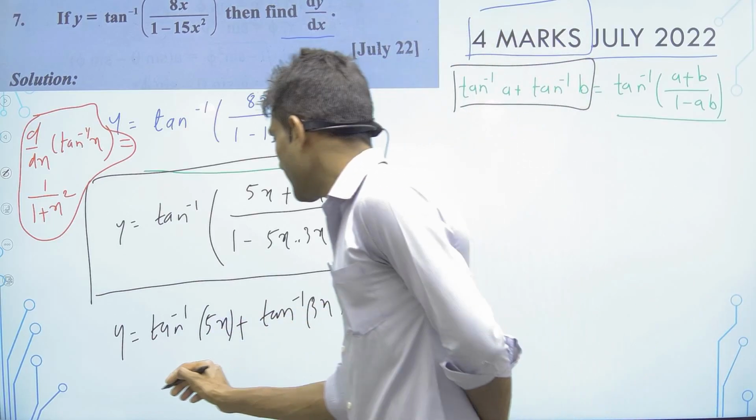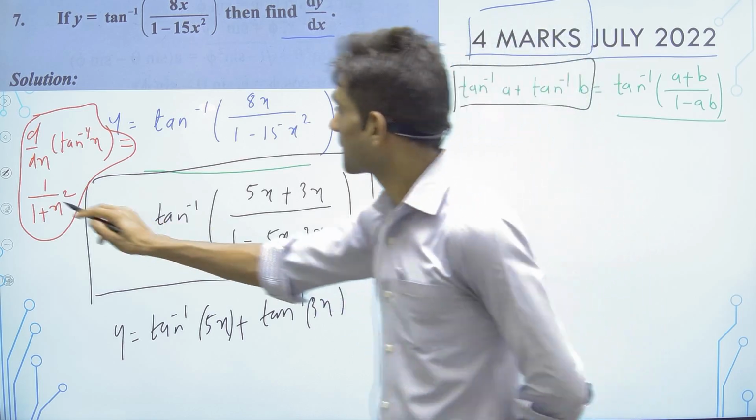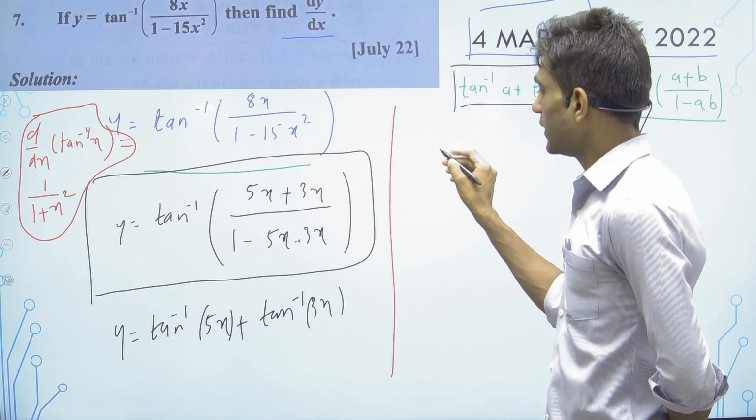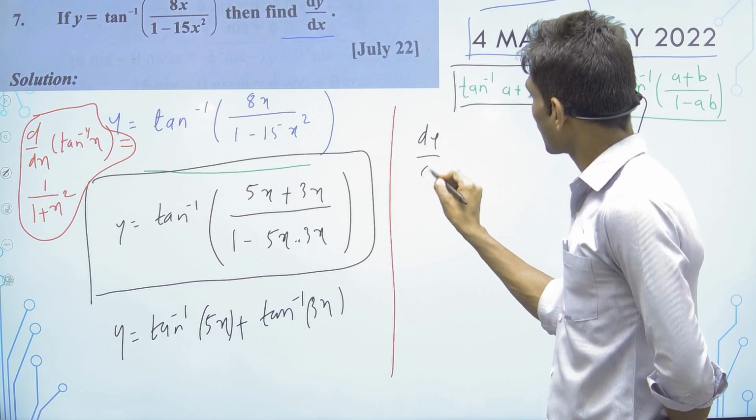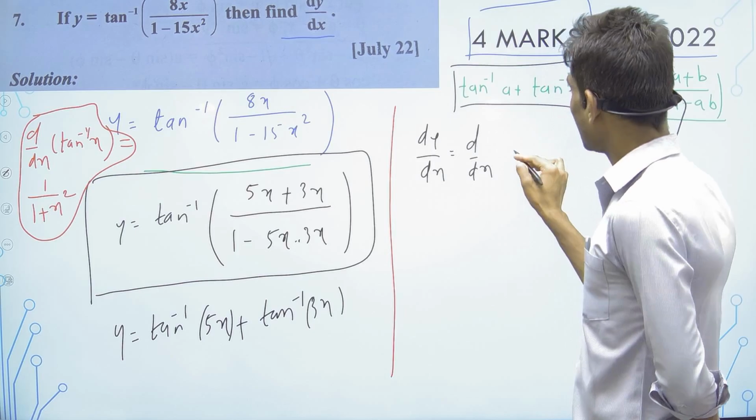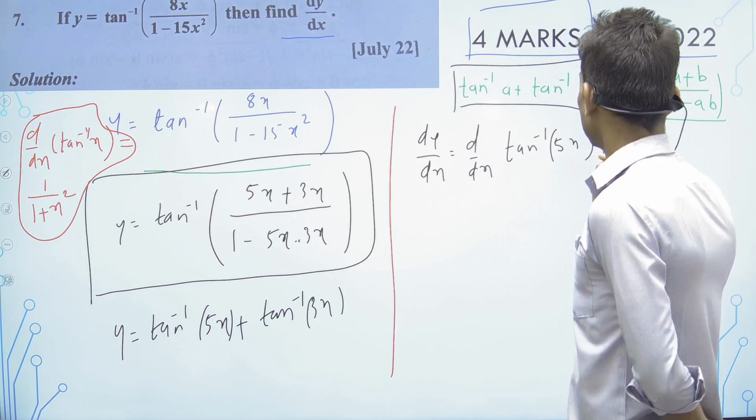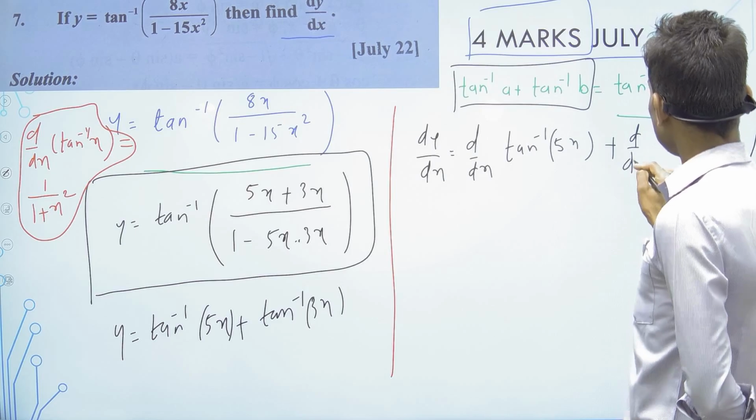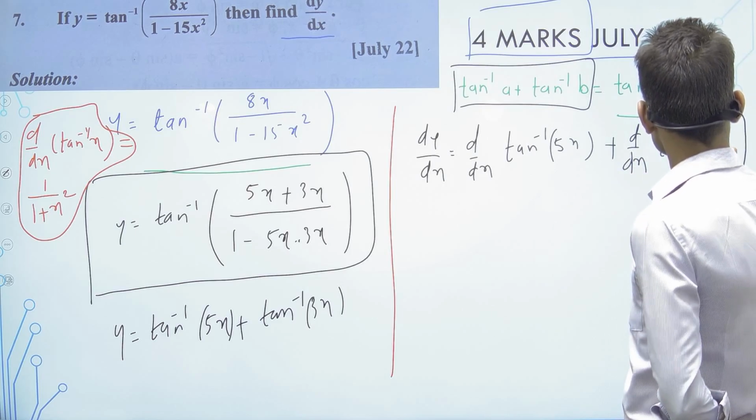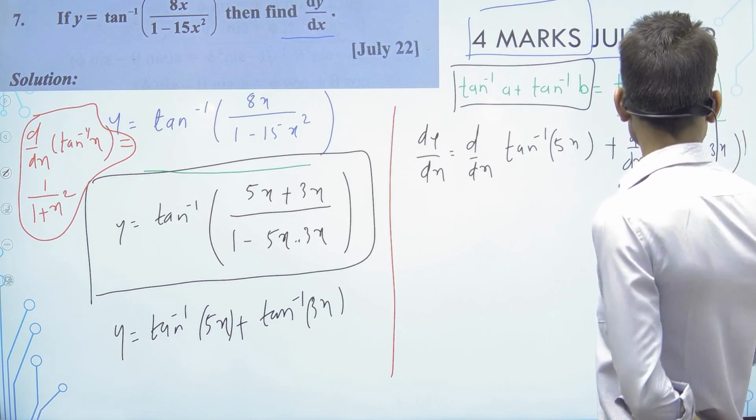So differentiate both sides. We get dy by dx, which is equal to d by dx of tan inverse of 5x, plus d by dx of tan inverse of 3x. Differentiate both of the terms separately.